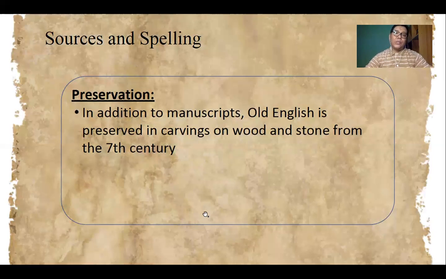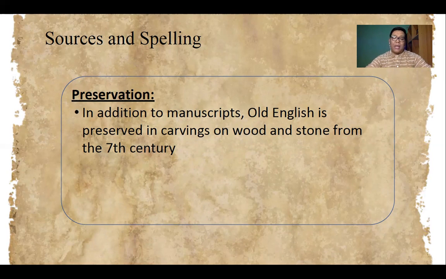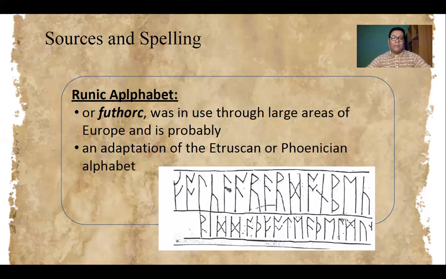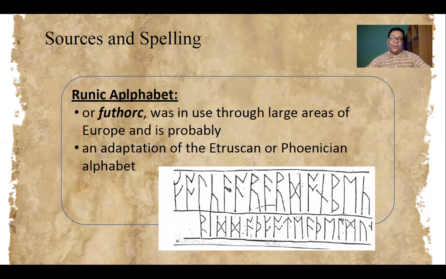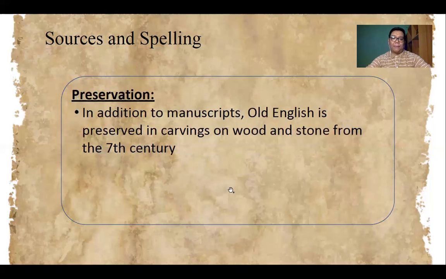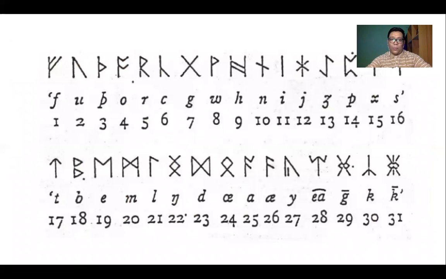Okay? Now, there have also been preservation efforts. In addition to manuscripts, Old English is preserved in carvings on wood and stone from the 7th century. Because of this, there is a lot of modern evidence which points out that there were really preservation efforts done before to preserve old manuscripts, which were carved on wood and stone. And then we also have the runic alphabet, or what we call the Futhorc, which was in use through large areas of Europe and is probably an adaptation of the Etruscan or Phoenician alphabet. So this one here that you can see is an example of a runic alphabet.